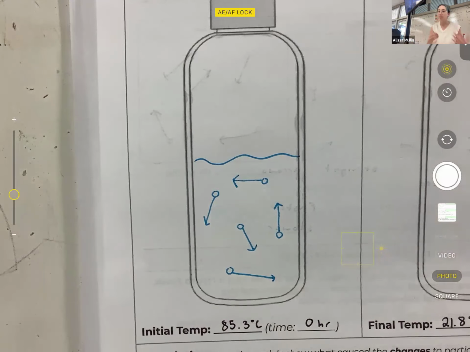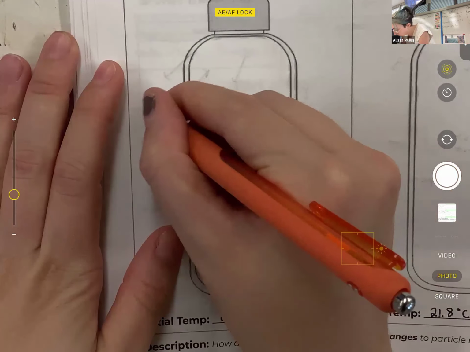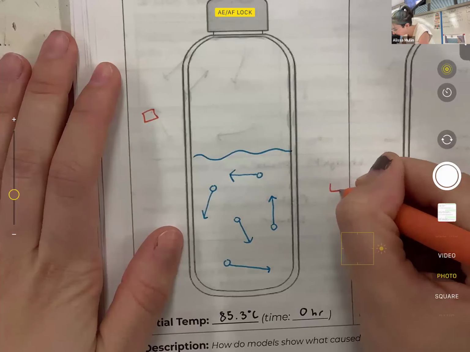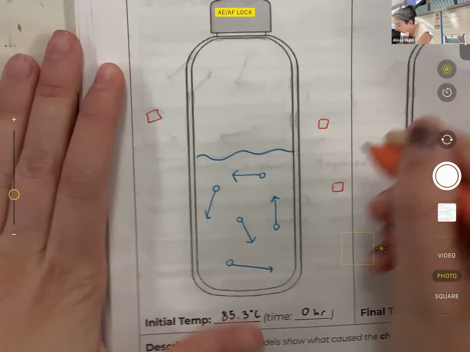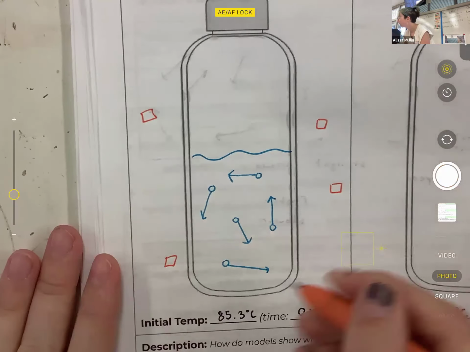So if I want to show an interaction, I want to make sure I show my other particles. So I'm going to show my air particles surrounding. I'm just choosing to do different shapes, so it's obvious that they're different. Okay.